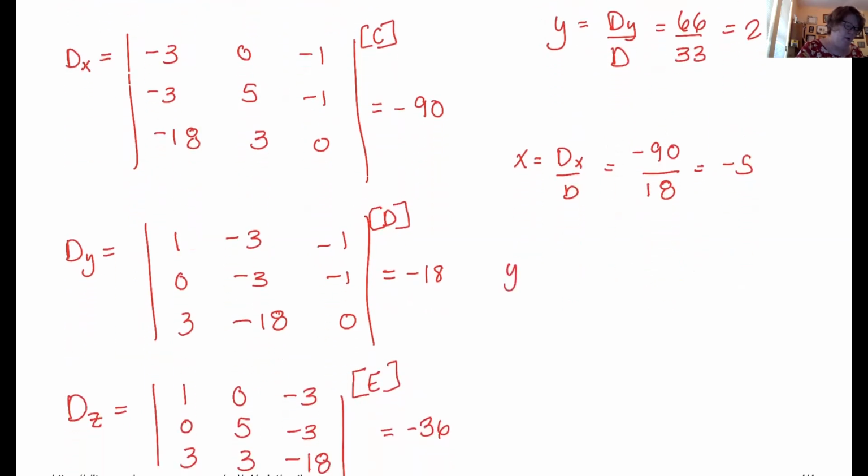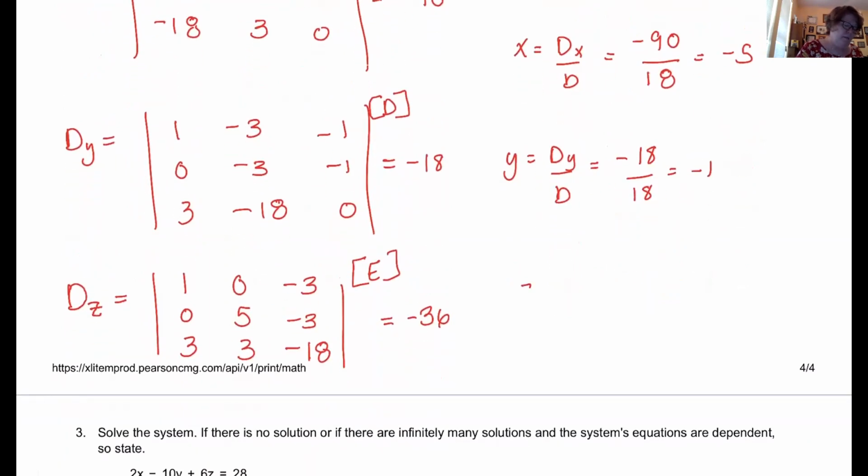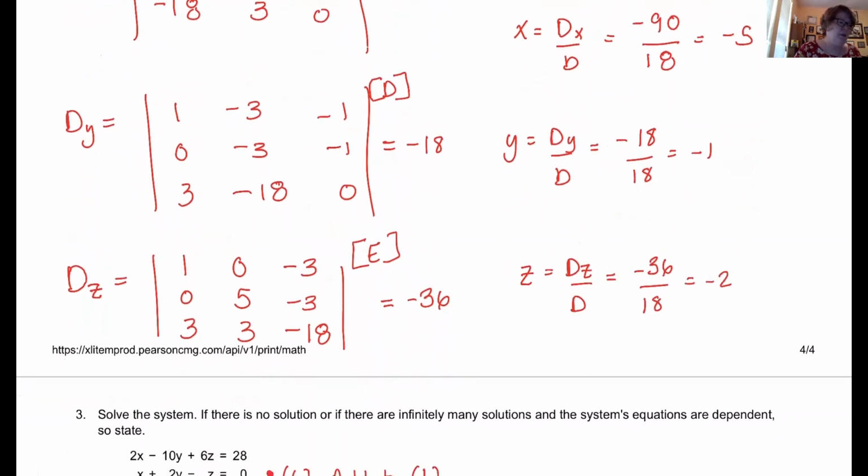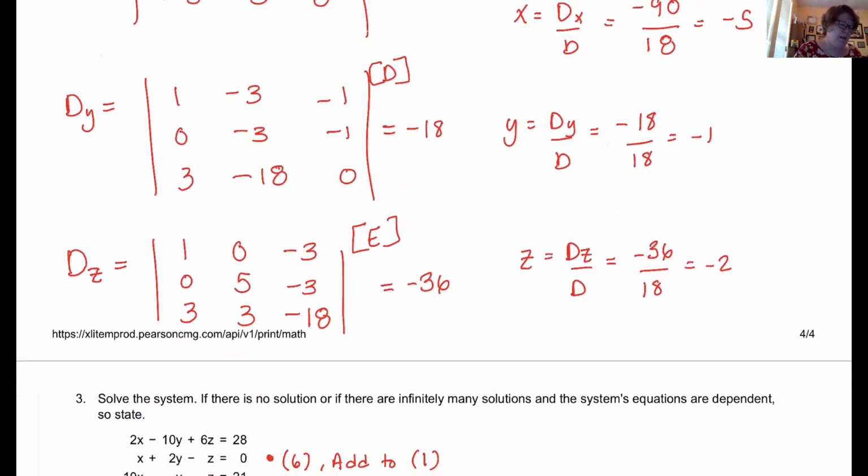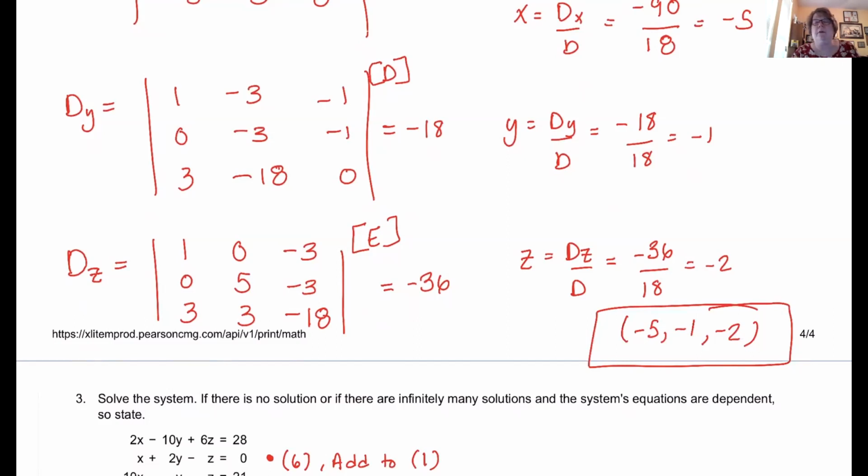To find y, we take D sub Y and we divide it by D. That is negative 18 divided by positive 18. That is negative 1. And z is D sub Z divided by D, which is negative 36 divided by 18, which is negative 2. So my solution, the ordered triple, is negative 5, negative 1, and negative 2. And that is the end of our chapters 5 and 6 exam review.